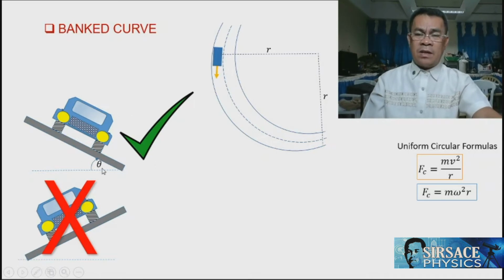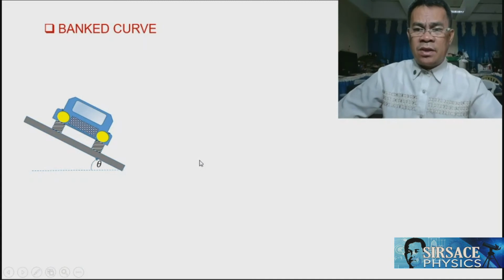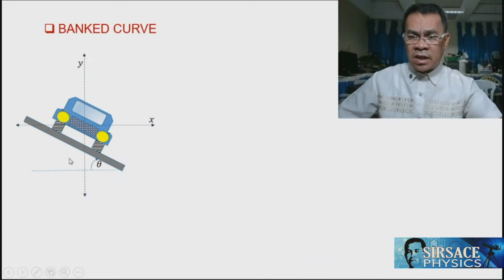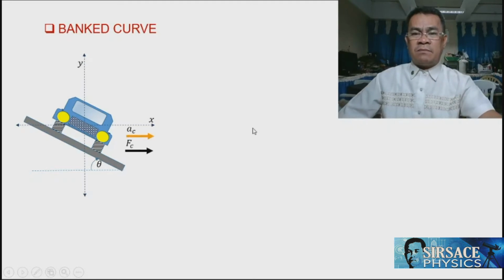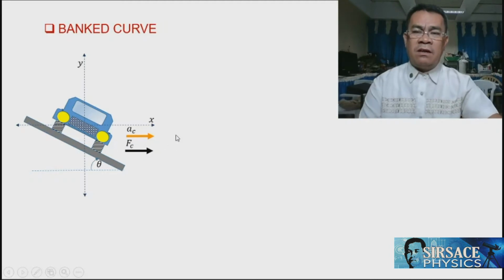So the question now is, how much angle do we need for a certain velocity and a certain radius? Take note that this angle depends on velocity and also on the radius of the circle. So let's derive the formula. All you need to do now is to construct again the free body diagram. But before that, you have to overlay the Cartesian axes. Then take note that the center is towards the right. So we assign this x as is, because x is directed towards the right, which means that our acceleration is towards the right also, with our centripetal force.